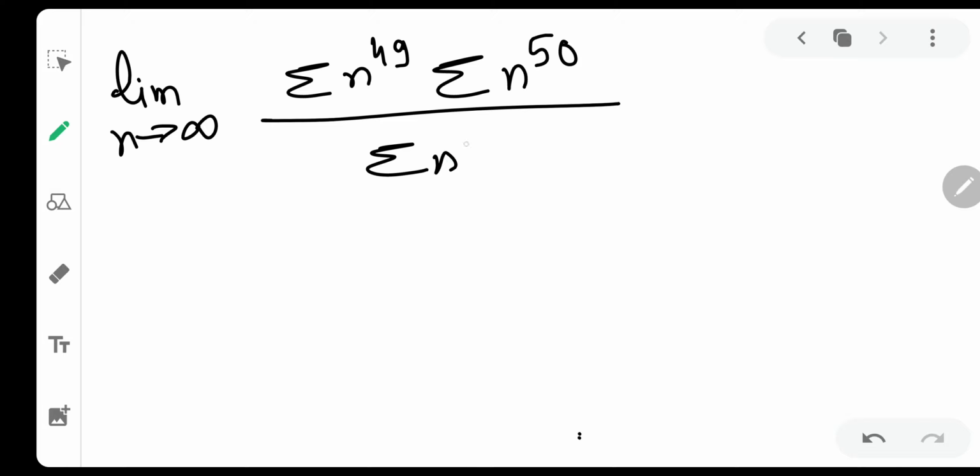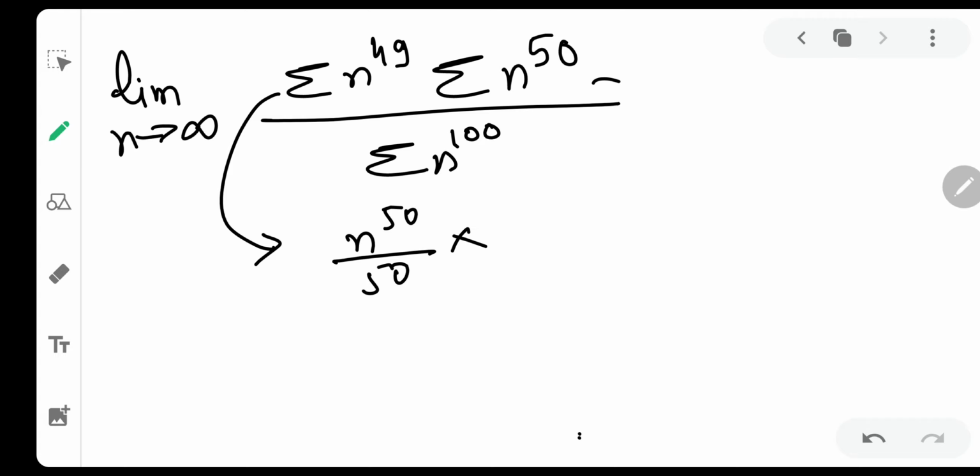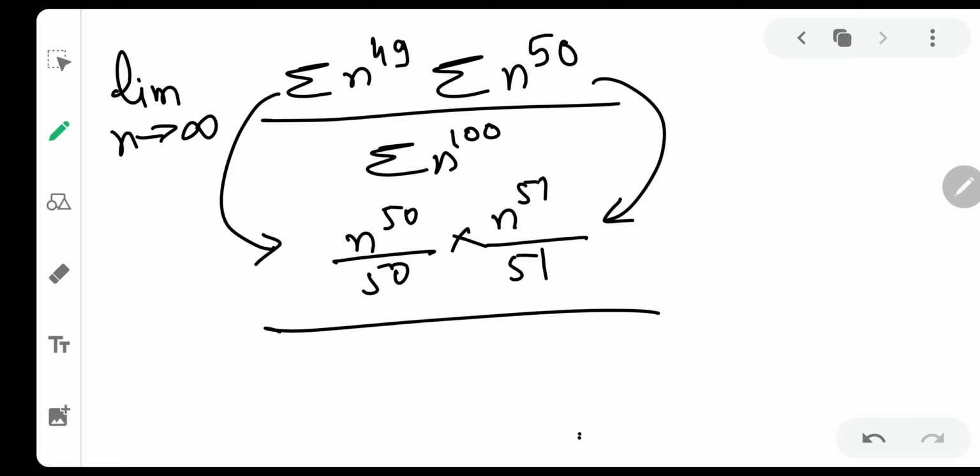So that you are habituated to this, let me say summation of n raised to 49 and summation of n raised to 50, and summation of n raised to 100. That is what we have. So let us start solving. The highest degree will be n raised to 50 by 50 and n raised to 51 by 51, and the highest degree for this will be n raised to 101 divided by 101.